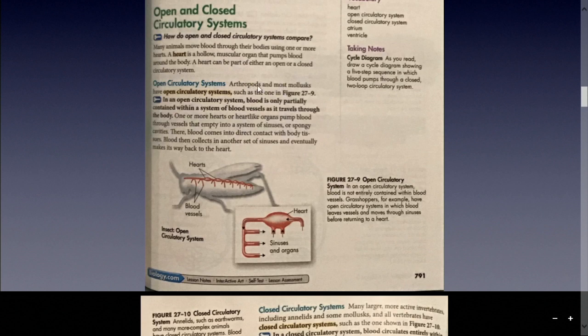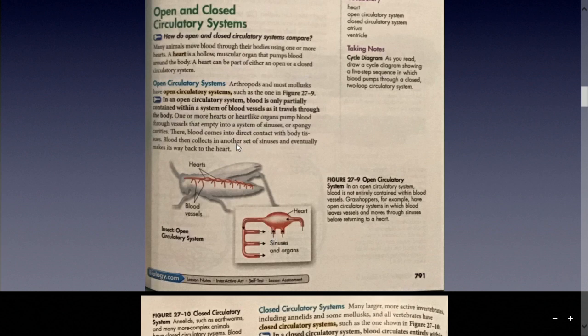Arthropods are going to be most of your insects. Basically, the way the open circulatory system works is like this. You have your heart, and then you obviously have your blood vessels, but the vessels eventually are just going to leak out into sinuses and organs. So it's just going to leak out into cavities that are directly around the cells.